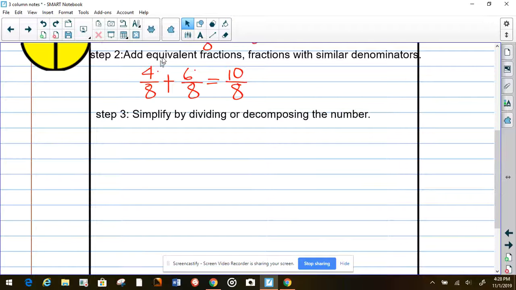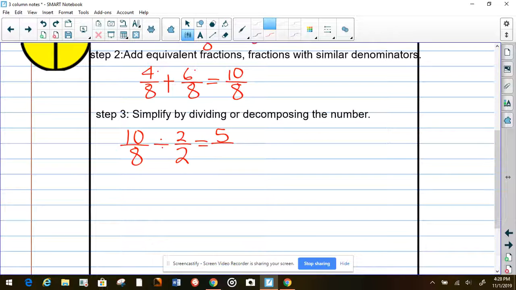So this is the answer. One way to simplify it is you say, okay, can this number be divided by 2? And the answer is yes. So the 10 divided by 2 is 5. And the 8 divided by 2, the quotient is 4.